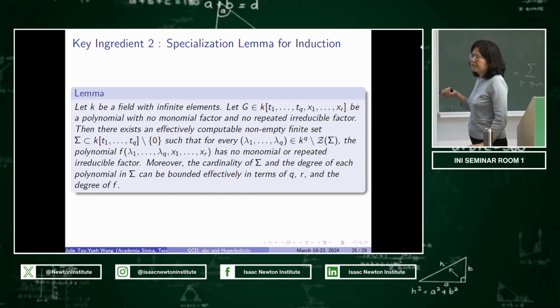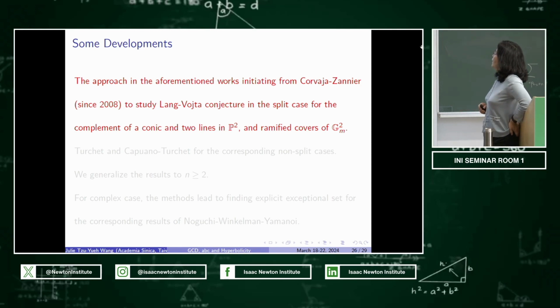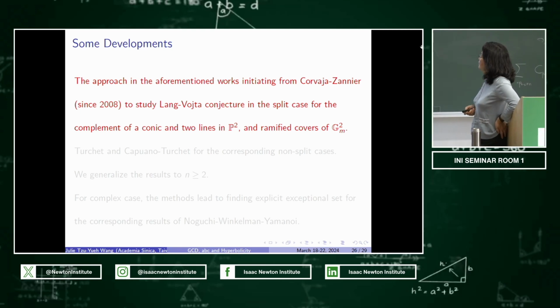And the proof involves only Wronskian and resultant, so you can explicitly find out where the exceptional set sits. Okay, so that's about how we did this problem. Let me just say a few words.